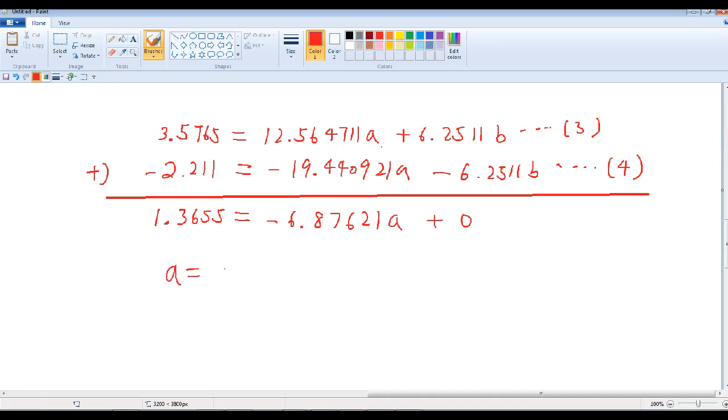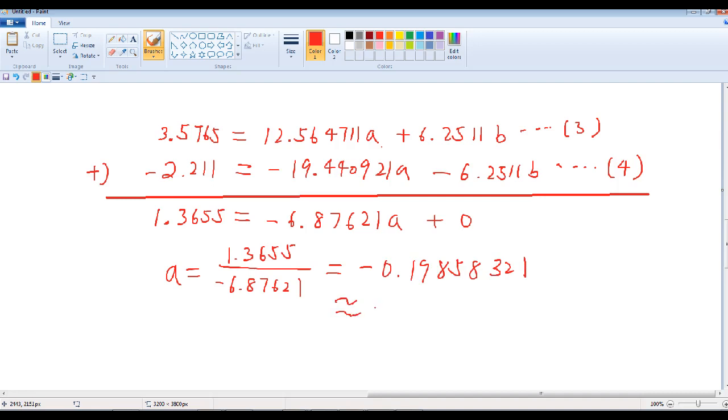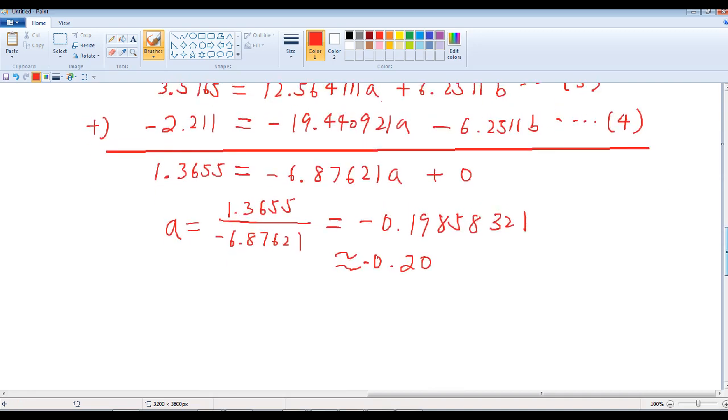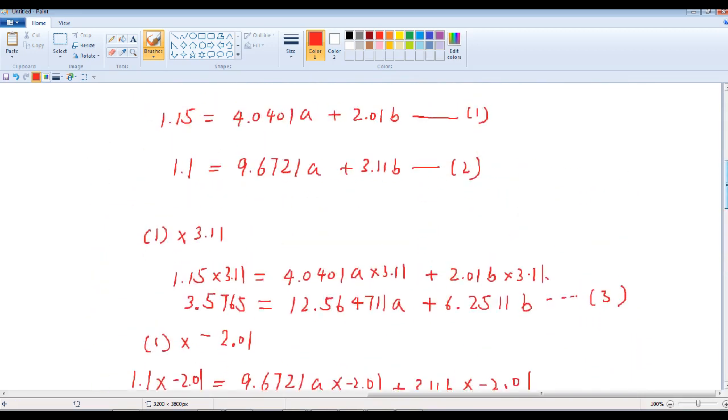So you could find a would be 1.3655 divided by the number in front of a. This number in the end is a very long number, but we could correct that to 2 decimal places. Now you've got a, but how could we get b?